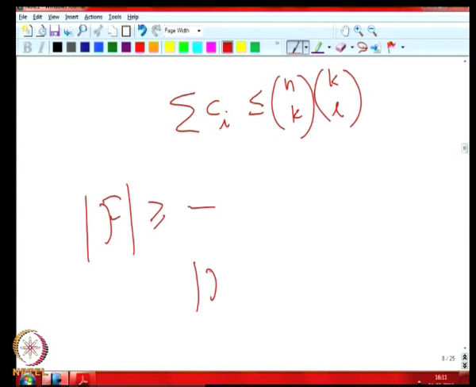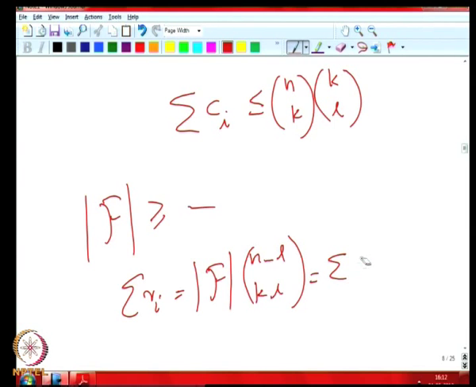But what we know is F into N minus L choose K minus L is the sum of rows. Now, this is the sum of columns also. So we want to get a lower bound for this, so that we will be able to say that F is greater than or equal to whatever lower bound we get divided by this N minus L thing. So that's why I made a mistake. So therefore I want to get something here also, right. This is not good for me, right.